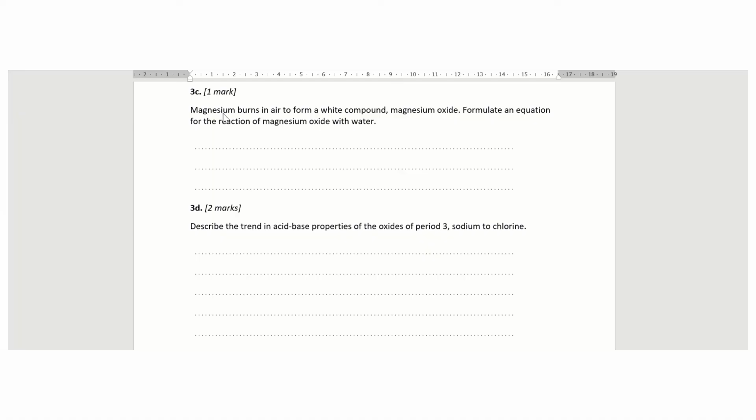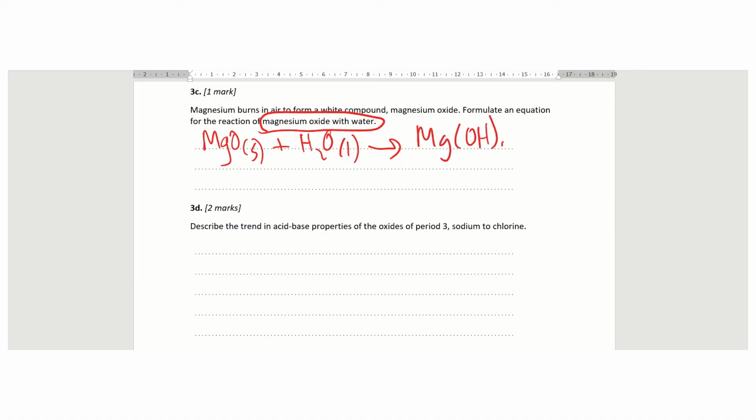Next question says magnesium burns in air to form a white compound, which is magnesium oxide. Formulate an equation for the reaction of magnesium oxide with water. Okay, so it's not actually asking you to do the equation for the first reaction, but the equation for the second reaction. So what you need to do is write MgO, which is a solid, and react it with water, which is a liquid, obviously, to make magnesium hydroxide, which is a solid.